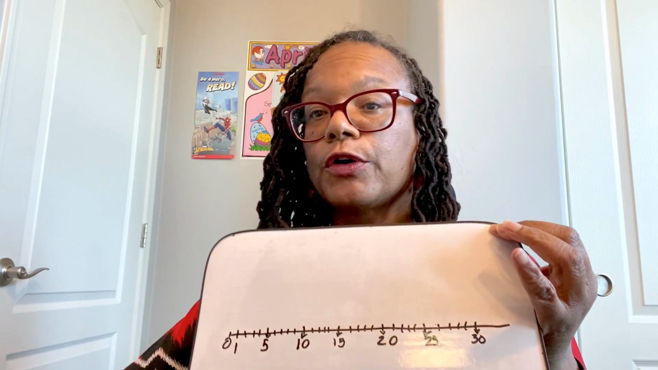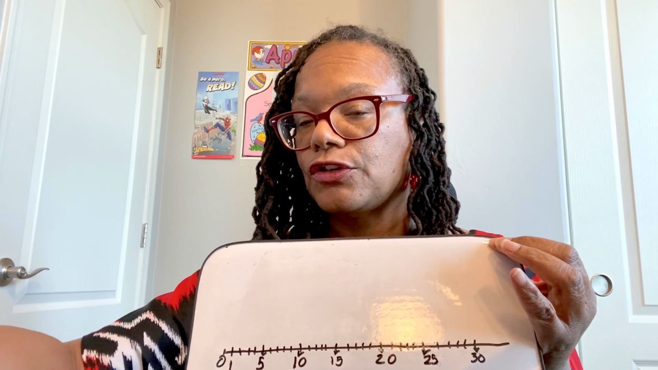It says Amelia walks 18 blocks on Monday and 5 blocks on Tuesday. How many blocks does she walk in all? Use the number line to show how many blocks Amelia walks. Then write an equation to show your work. Now, these are pretty simple. It's just showing that you understand the questions that they're asking you.